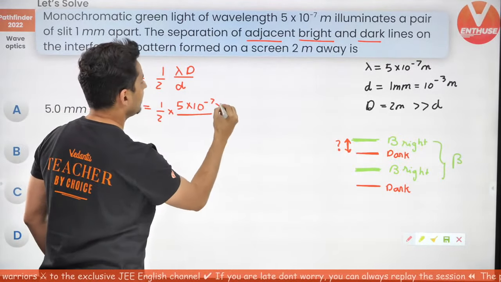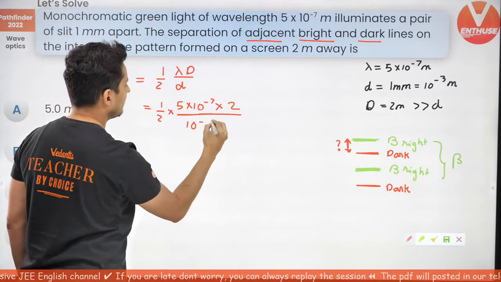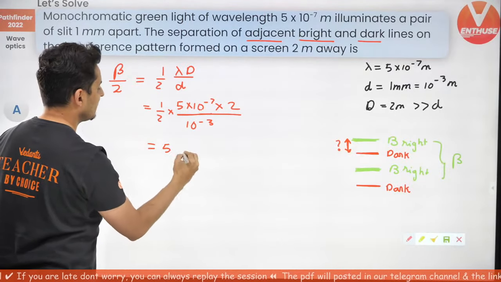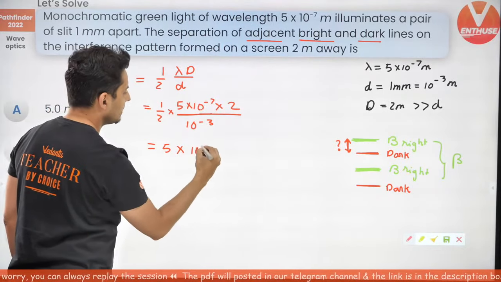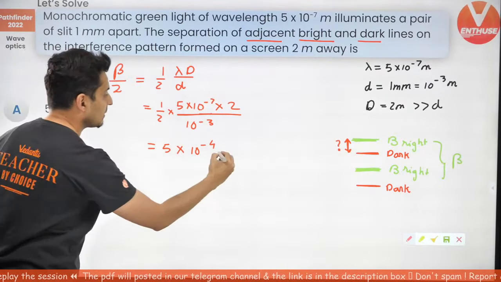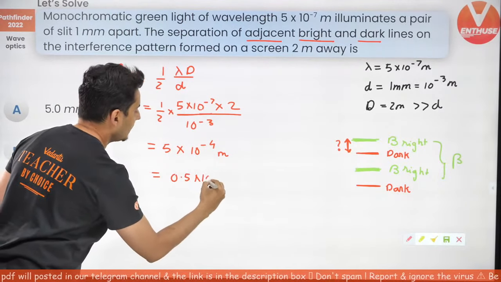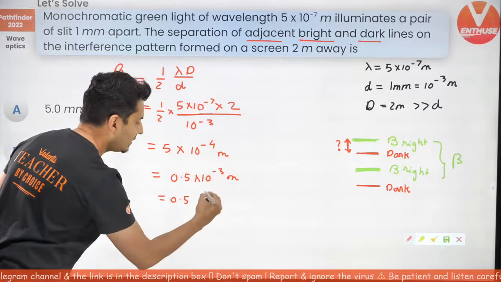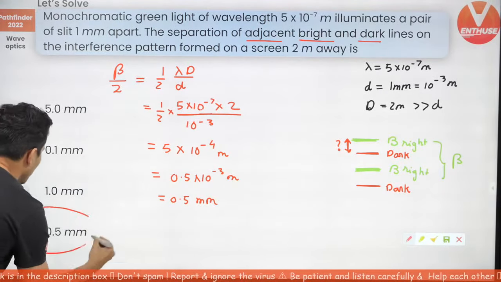Lambda capital D is nothing but 2 divided by small d. Small d is 10 to the power minus 3. So you can see this 2 and this 2 get cancelled. So you are just left with 5 into 10 to the power minus 4 meters. You can also write it as 0.5 into 10 to the power minus 3 meters, and 10 to the power minus 3 is millimeter. So 0.5 millimeters, that should be the answer.